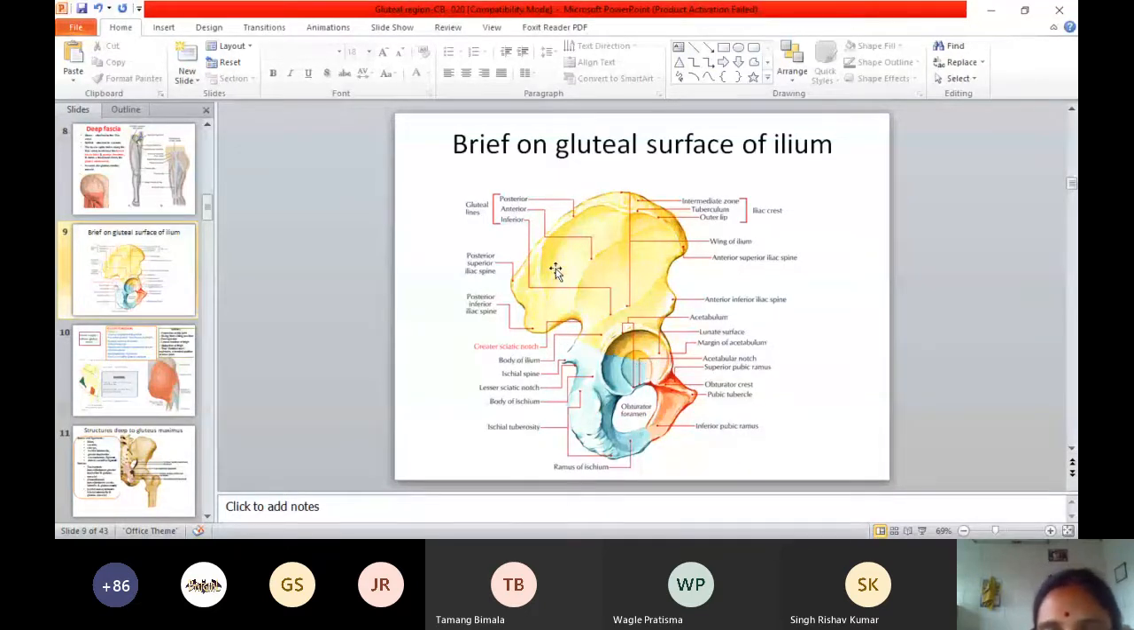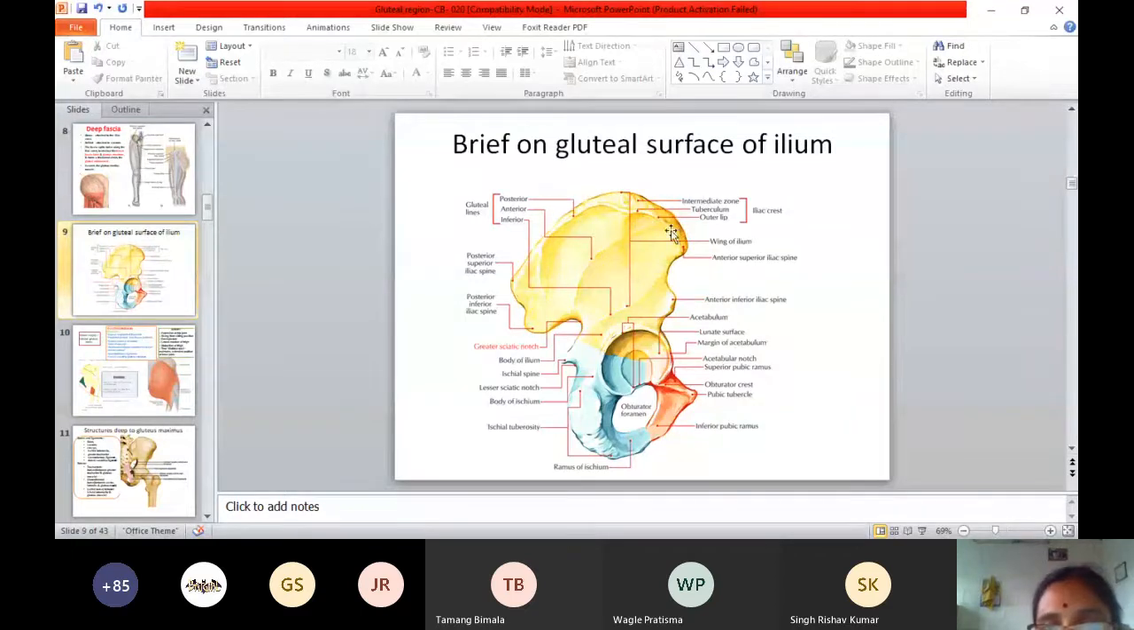Okay. Now this is the posterior view of the hip bone. I will just enumerate the structures. Be confident. If you have any queries, ask here. Then only you will understand the muscle attachments. Now this is the posterior aspect of the ilium. The posterior aspect of the ilium is known as gluteal surface of the ilium. The upper end of the ilium is known as iliac crest.